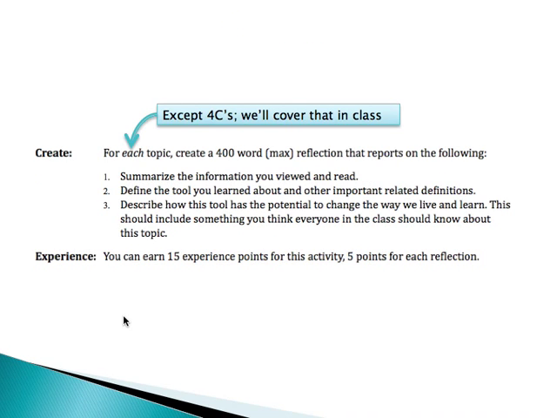For each topic, except the 4 C's, because we discussed that in class, you don't have to write that one up. For each topic, create a 400-word reflection that reports the following. So you can see I've spelled it out for you here. Summarize the information that you viewed and read. Define the tool you learned about and other important related definitions. Describe how the tool has the potential to change the way we live and learn.